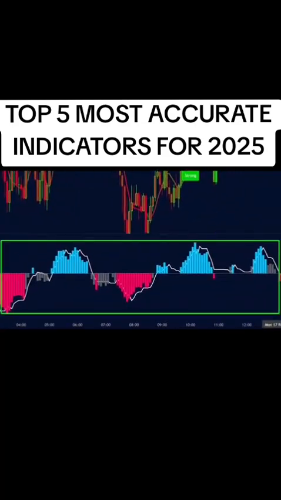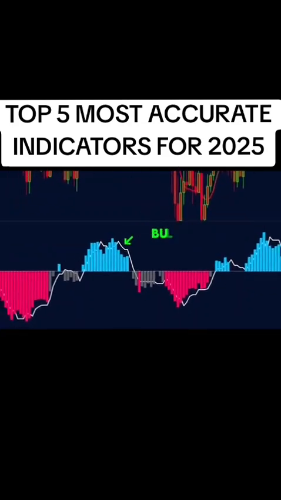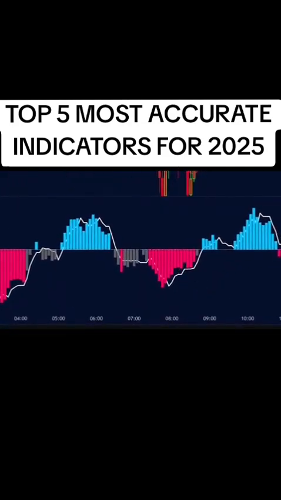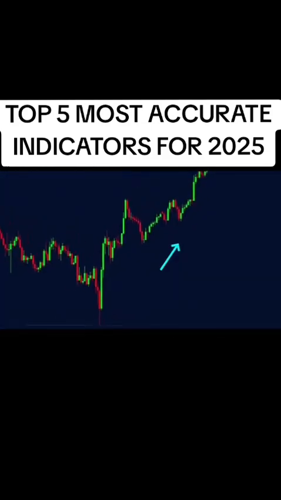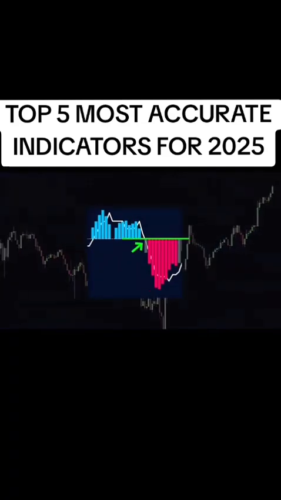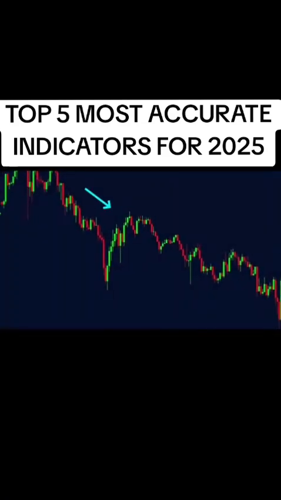You've got the colored histogram at the bottom, blue for bullish momentum and red for bearish. But that's not all. See this white signal line? When it crosses above 50, you know bullish momentum is building. And when it crosses below 50, you know bearish pressure is taking over.